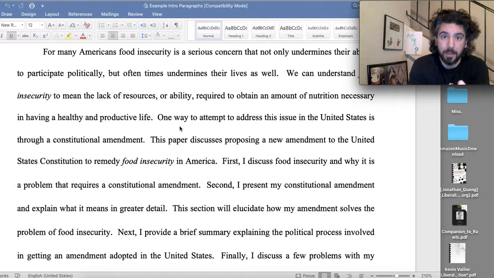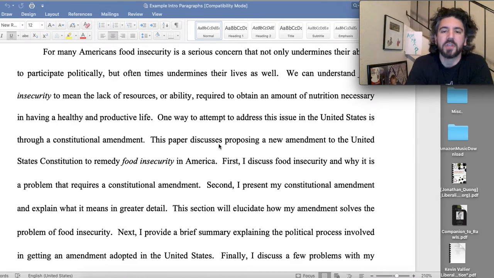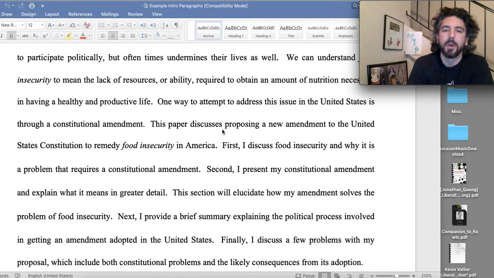So then we know what the paper prompt's about, given the prompt that you all have. One way to attempt to address this issue in the United States, being specific, is through a constitutional amendment. This paper, so we know we're writing a paper, so be literal, discusses proposing a new amendment to the U.S. Constitution to remedy food insecurity in the United States. I could have just put proposes a new amendment, but for what? So you have to add to remedy food insecurity, so you're always being specific, so the reader never gets lost.